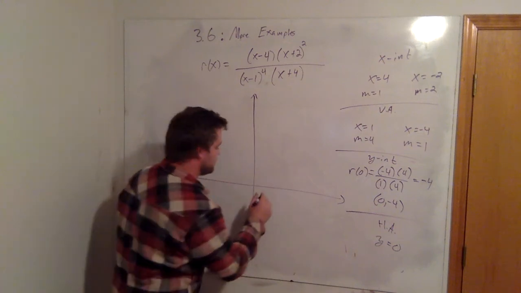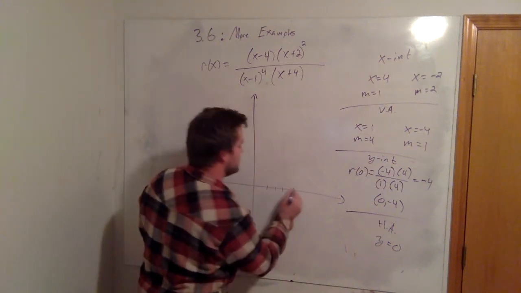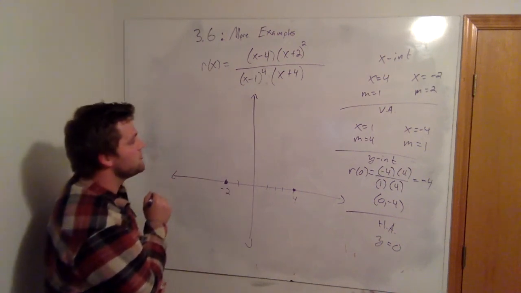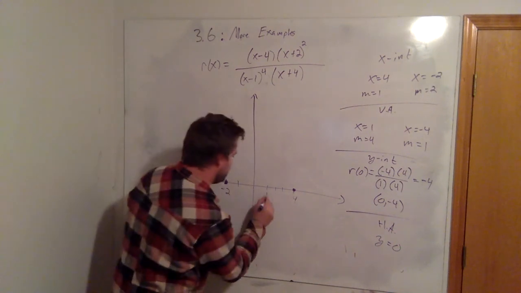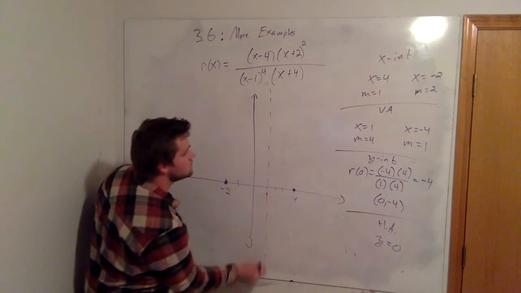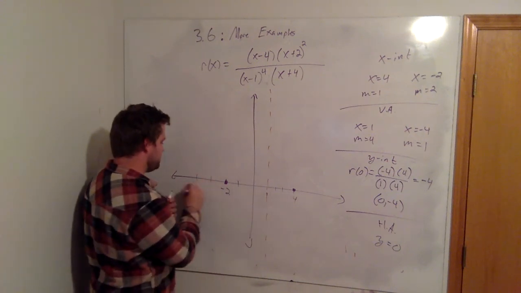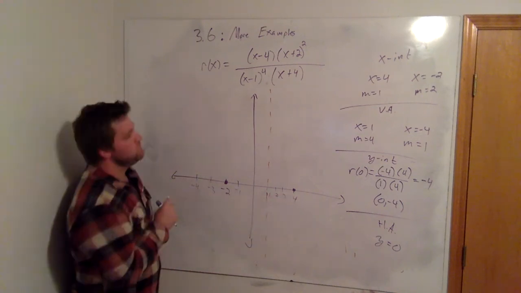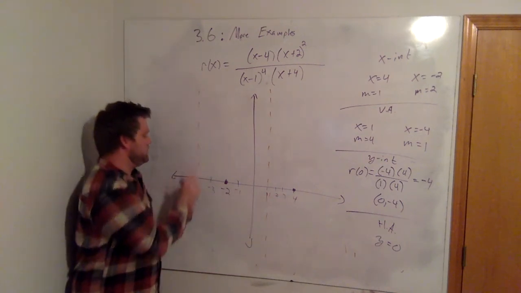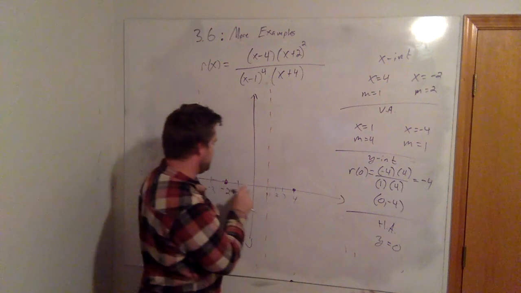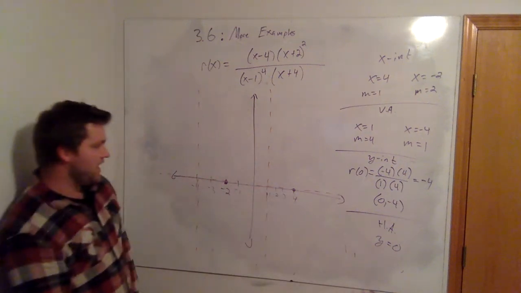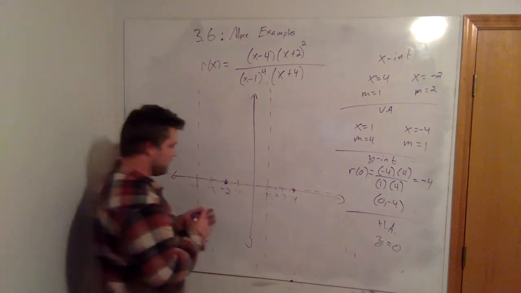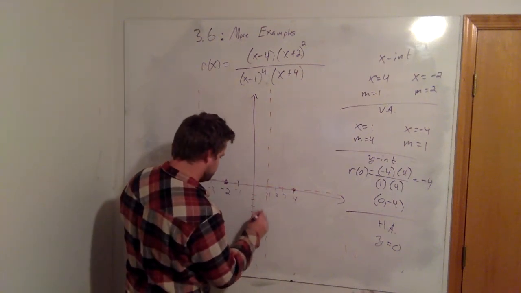Okay, x-intercepts at x equals 4. 1, 2, 3, 4. Okay, at -2. Okay, looks like our vertical asymptote at x equals 1. We have one at x equals -4. And we have our horizontal asymptote y equals 0, and our y-intercept is at -4. Beautiful.